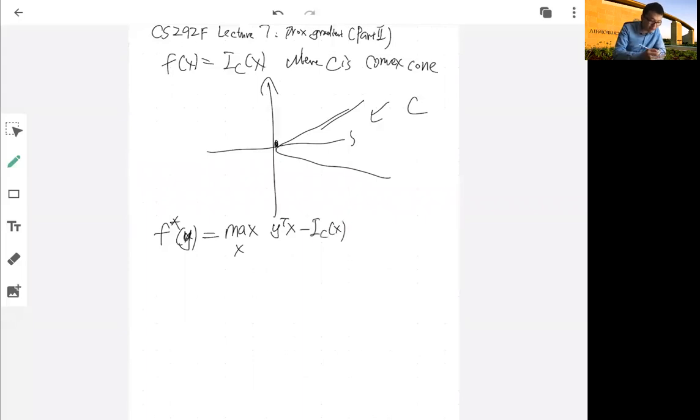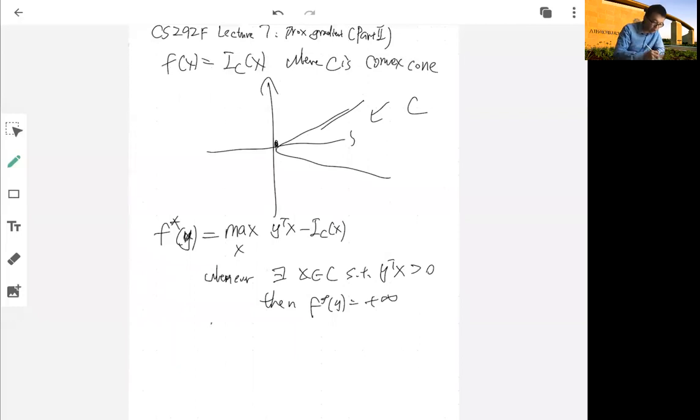So notice that whenever there exists an x in C such that y transpose x is positive, then f star of y is positive infinity. Because whenever that happens, you can always blow up and increase the size of x in the cone, since the cone is unbounded towards the direction that it's pointing to.